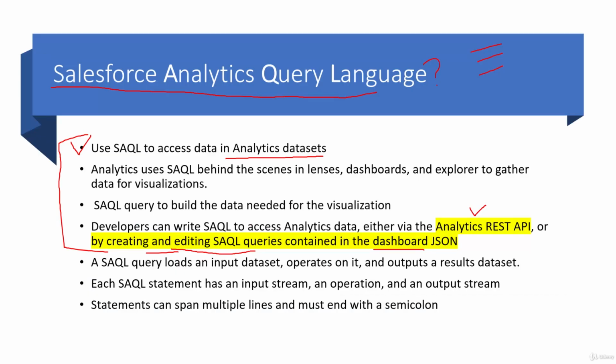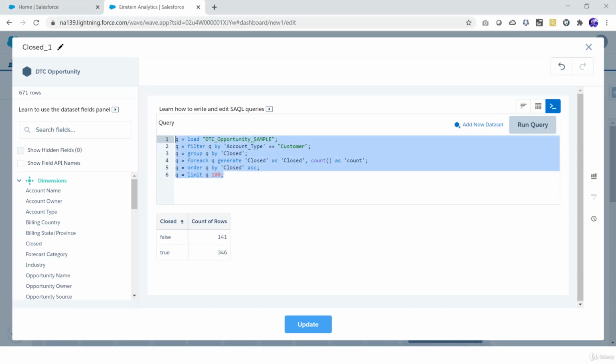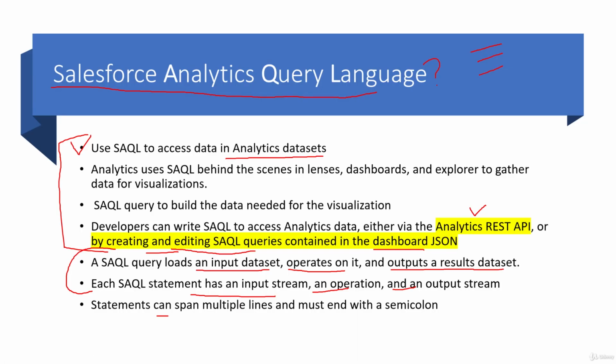So any SQL query you see, it will load an input data set, operate on it, and output a result data set. So each SQL statement has an input stream, an operation, and an output stream. Correct? Always remember this. When you write a SQL statement, it can span multiple lines, but each statement should end with a semicolon. The statement can span multiple lines and must end with a semicolon.